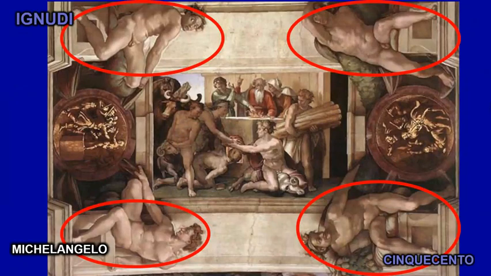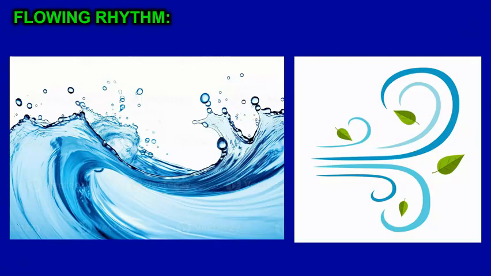So we can see that a little bit in the ceiling of the Sistine Chapel, where the Ignudi and the medallions alternate. So it's Ignudi, medallion, Ignudi, medallion, Ignudi. So it creates an alternating rhythm up on the ceiling.